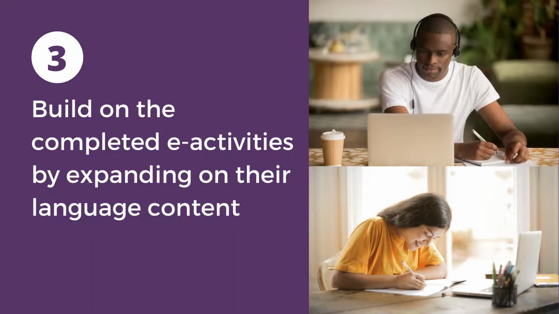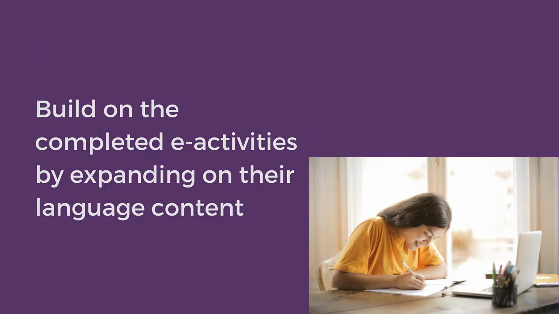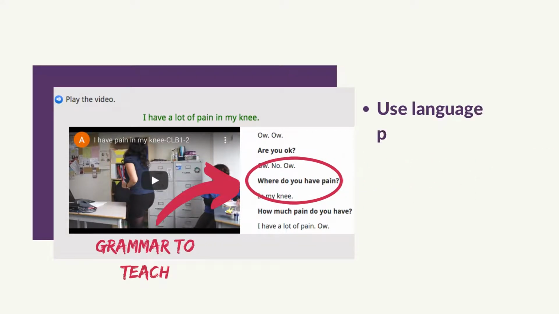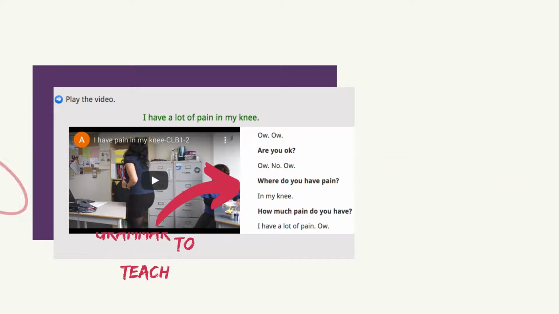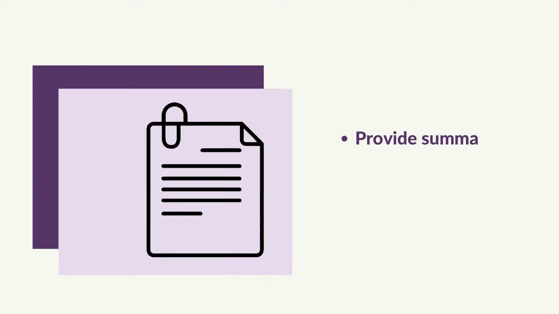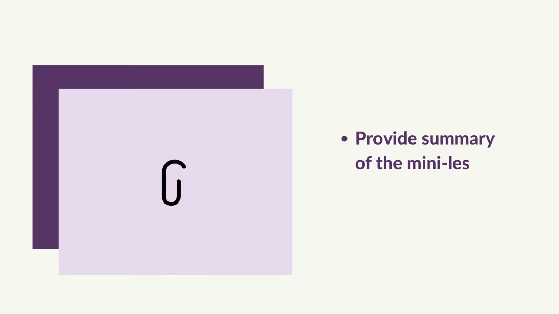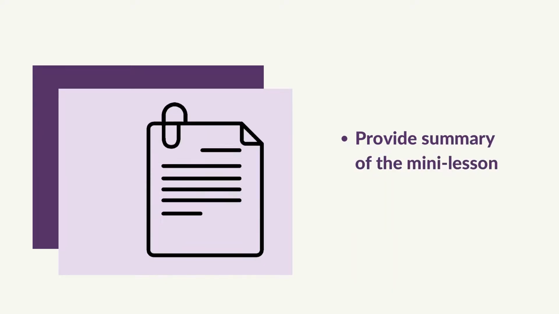Tip number 3. Build on the completed e-activities by expanding on their language content. Oral and written texts in e-activities often include language points not practiced there, for example grammar or idioms. You may choose to build mini lessons around them and provide additional practice. Make sure to include the summary of your lesson in a separate file for learners to refer to.